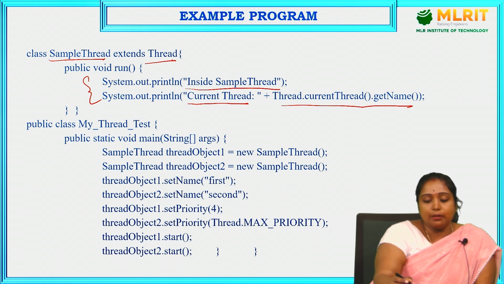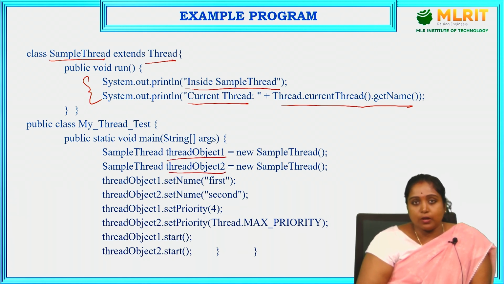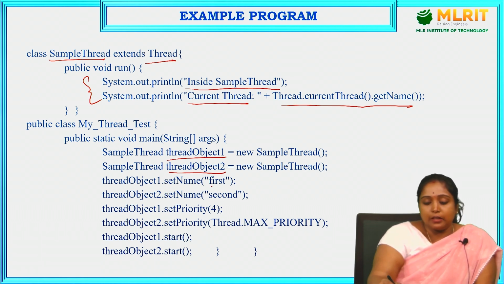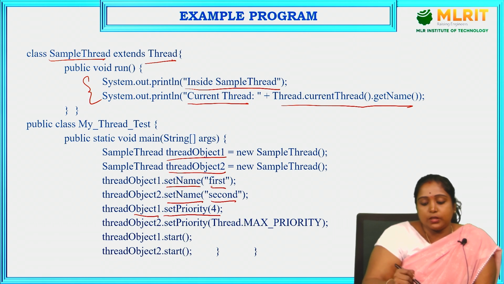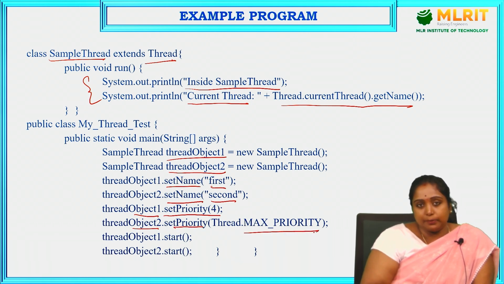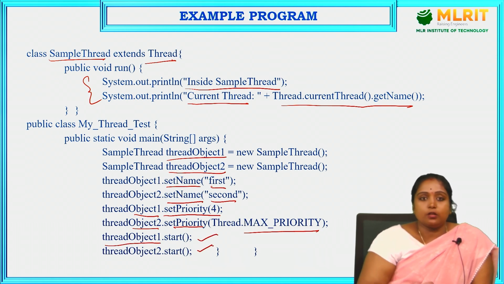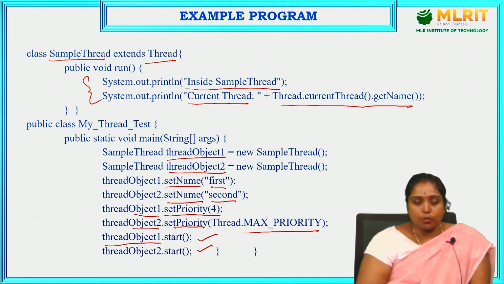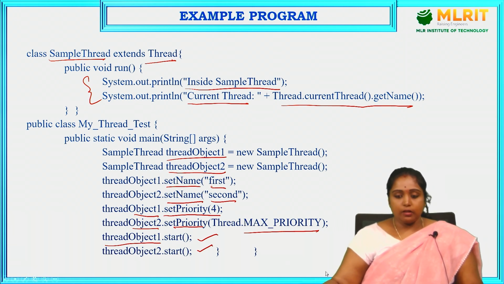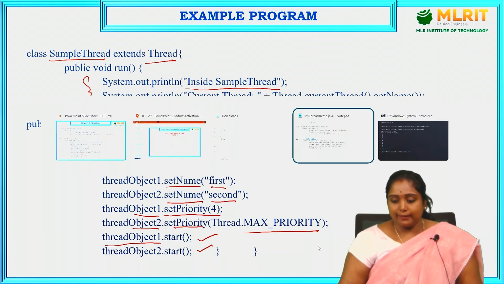So here in the main function, I'm creating two thread objects, thread object 1 and thread object 2, and I'm naming thread object 1 using the setName method as first and thread object 2 as second. And next I'm setting priority 4 for thread object 1 and the priority for object 2 as MAX_PRIORITY. And here thread object 1 dot start, thread object 2 dot start. I'm starting thread objects 1 and 2 simultaneously. Now let us see which object will be executed first.